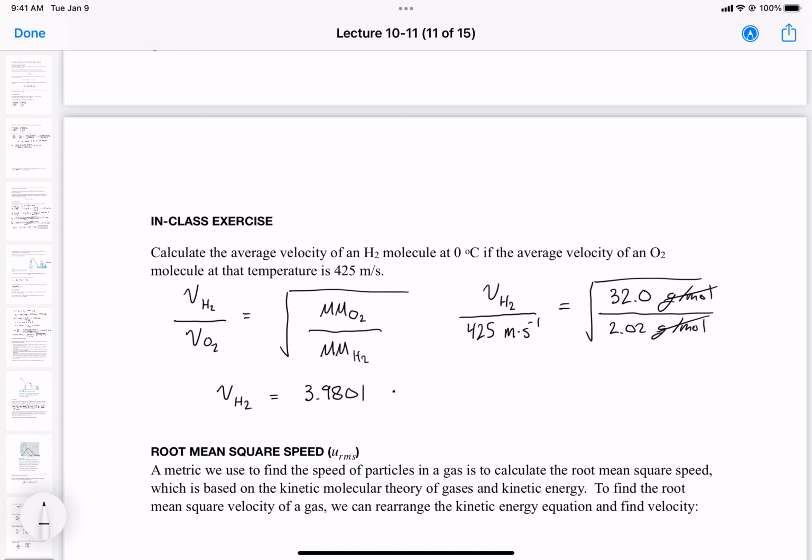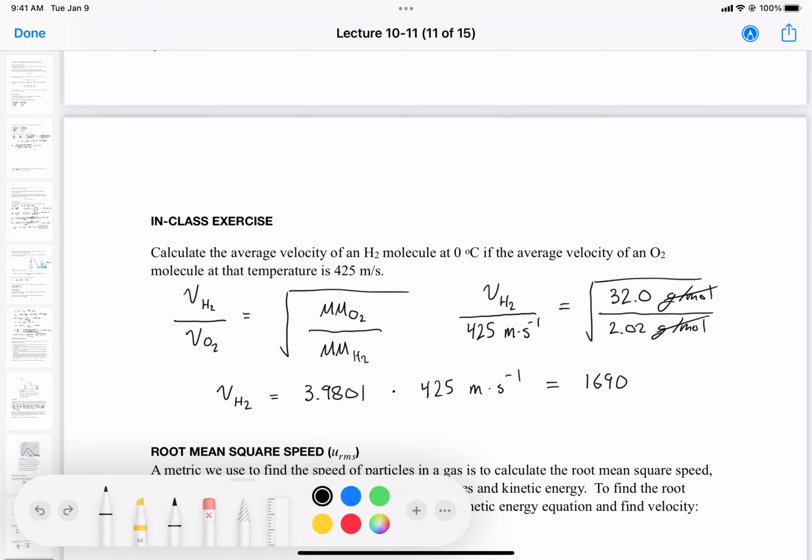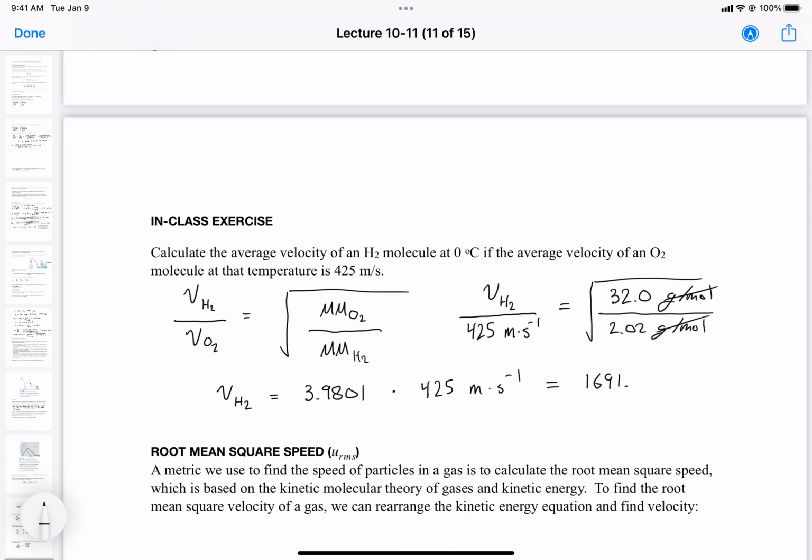And then we multiply this by 425 meters per second. We will get 1690 meters per second. Okay, maybe let me just write out what it should be first. So let's keep a decimal place here, 0.5 meters per second. But we can round this to 3 sig figs, so 1,690 meters per second.